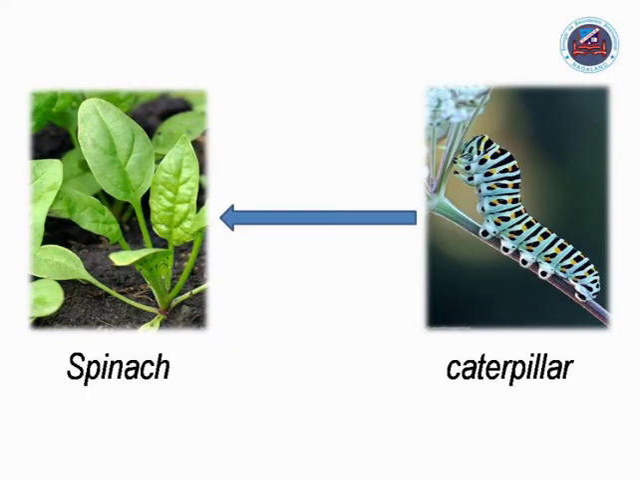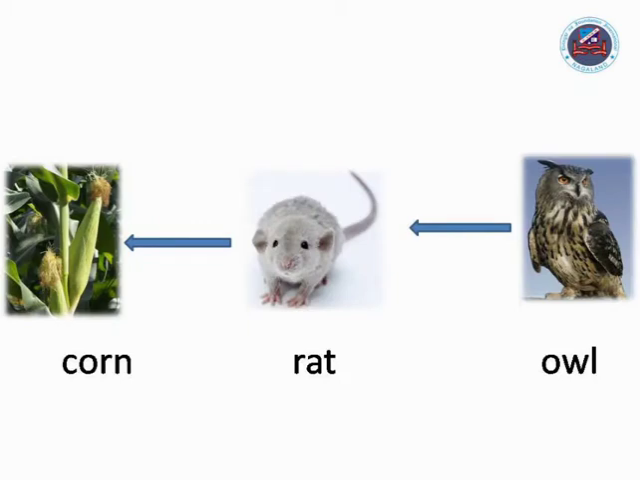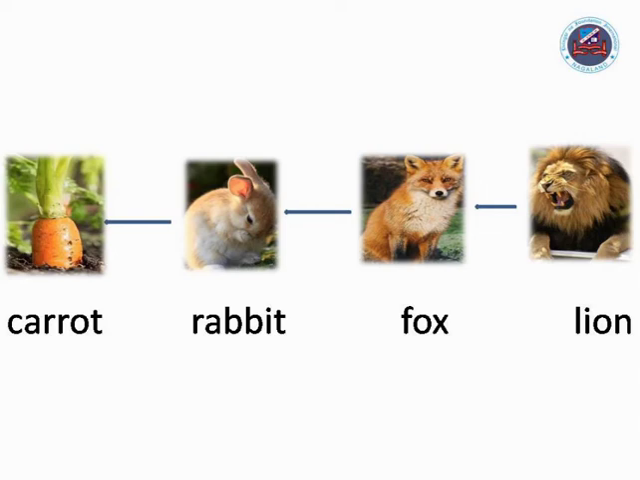In the next example, corn is eaten by rat and rat is eaten by owl. And in this food chain, carrot is eaten by rabbit, rabbit is eaten by fox, and fox is eaten by lion. So these are some of the examples of food chain.